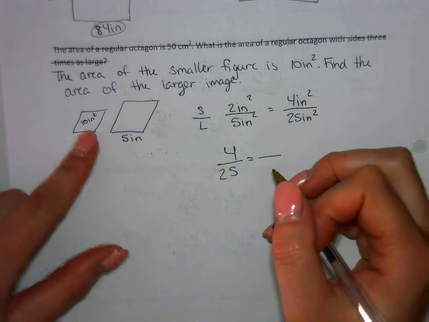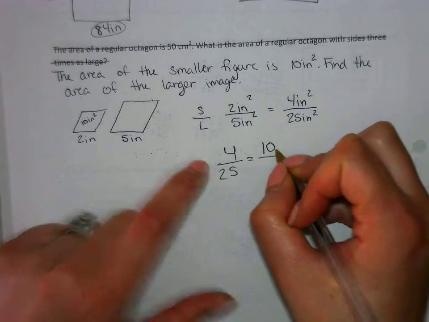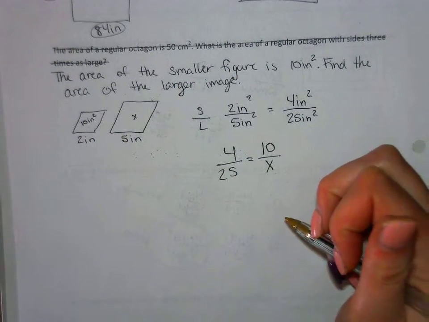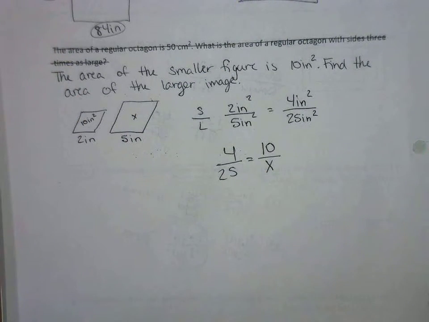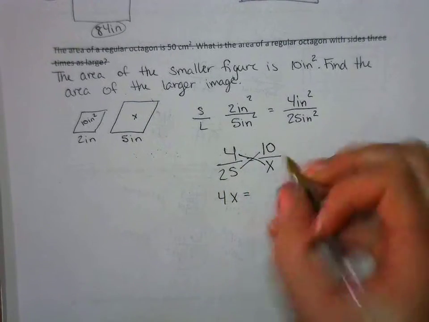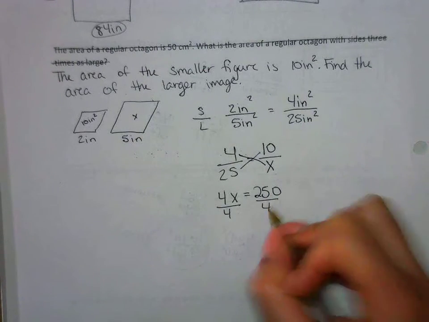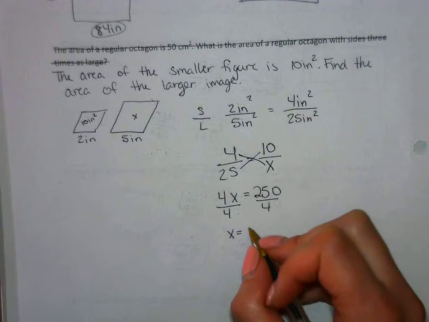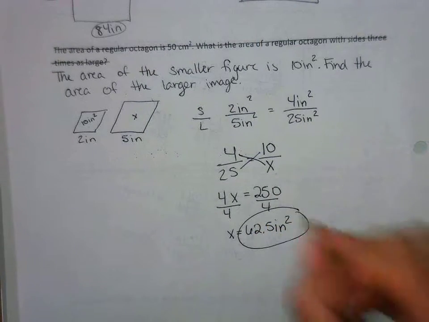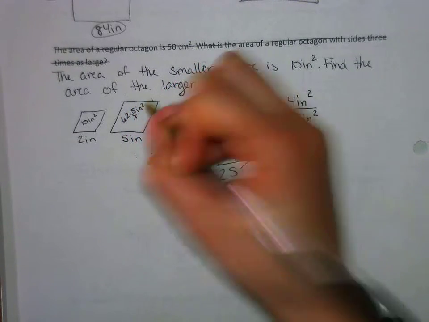We know the small area is 10, so since my small is in our numerator, I'm going to write 10 in there. But we do not know what the area is for our large figure, so we're going to create a proportion, and we can cross multiply. So 4 times x is 4x, 25 times 10 is 250, and we can divide both sides by 4. So x equals 62 and 5/10 inches squared. So that means our large figure has an area of 62 and 5/10 inches squared.